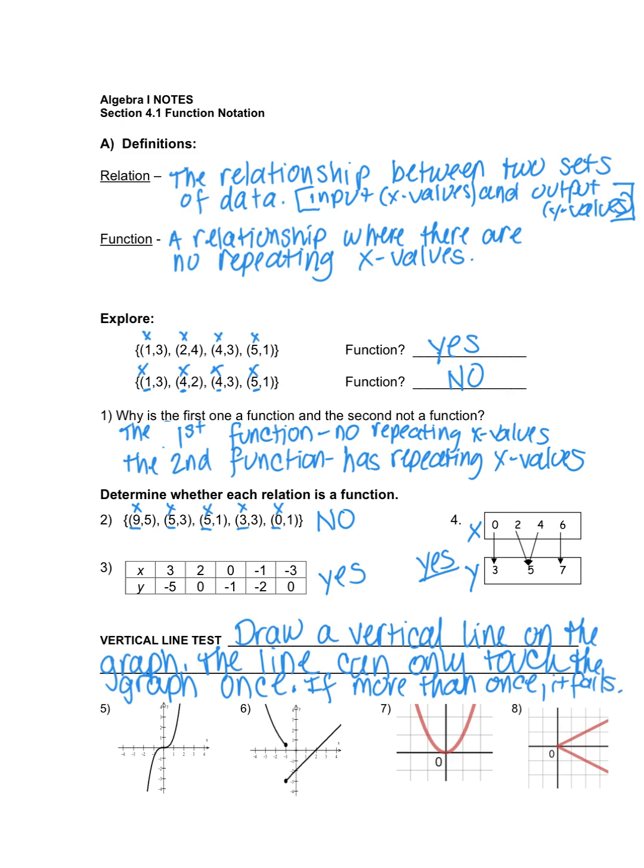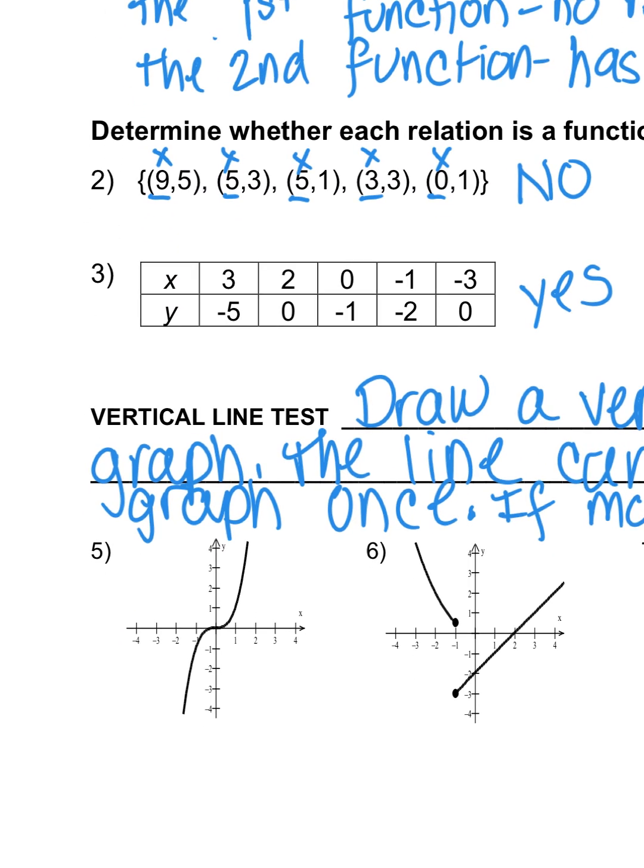So let's do number 5. We have this line right here. So let's go ahead and do our vertical line test. I'm going to test this point. Oh, we can see it touches the line one time. You can do your vertical line test wherever. You might say, well, what about over here? Yep, it only touches one time.